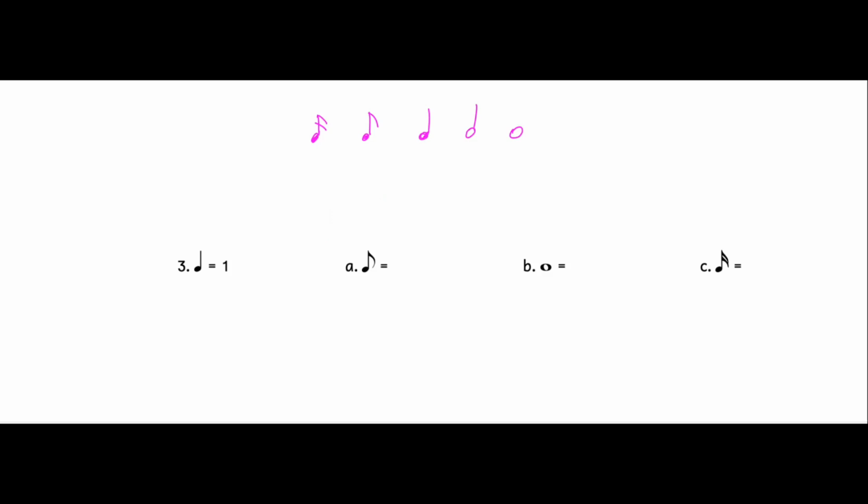And now number 3, the last row. This time a quarter note is equal to 1. Moving this way, a half note is worth 2, and a whole note is worth 4. Moving this way, an eighth note is worth half, and a 16th note is worth a fourth. So an eighth note is worth half, a whole note is worth 4, and a 16th note is worth 1/4.